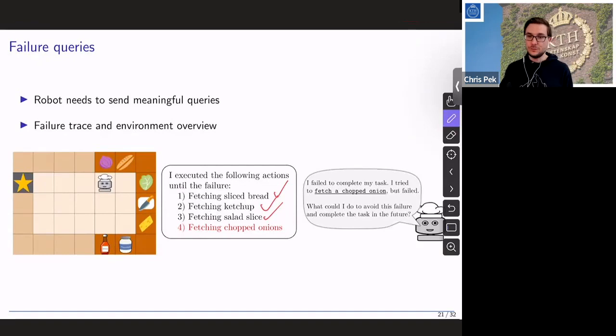I failed to complete my task. I tried to fetch a chopped onion, but failed. What could I do to avoid this failure and complete the task in the future? This kind of information you can show to a non-expert so that the non-expert understands what's the robot's state, what did the robot want to do, and how can we get feedback on that.